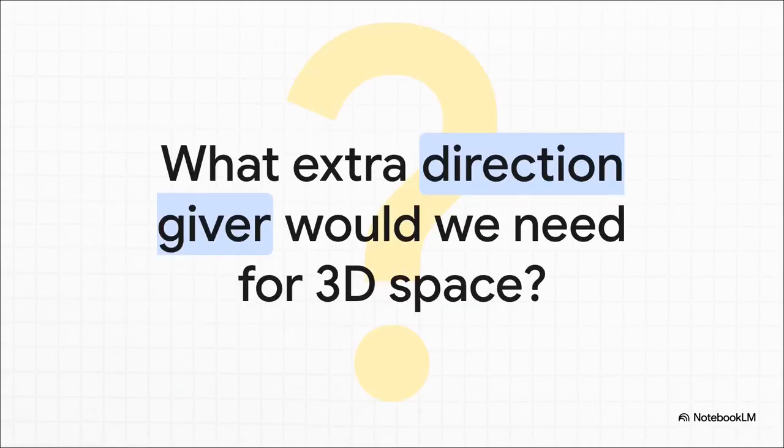And that leaves me with just one final question for you to chew on. We've totally mastered the 2D world, right? The flat map. We have our x and y axes and our direction givers i and j. But what about the real world, the 3D space we live in? What extra piece, what extra direction giver do you think we would need to describe a vector that not only goes left, right, and up, down, but also comes out of the screen towards you or goes into it? Something to think about.